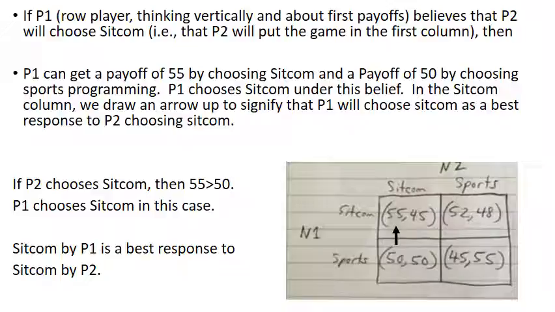In the sitcom column, we draw an arrow up to signify that player 1 will choose sitcom as a best response to player 2 choosing sitcom. So just to summarize, if player 1 believes that player 2 will choose sitcom, then because 55 is greater than 50, player 1 will choose sitcom in this case. We say that sitcom by player 1 is a best response to the belief that player 2 will choose sitcom. Or you could say if player 2 chooses sitcom, then player 1's best response is to choose sitcom.